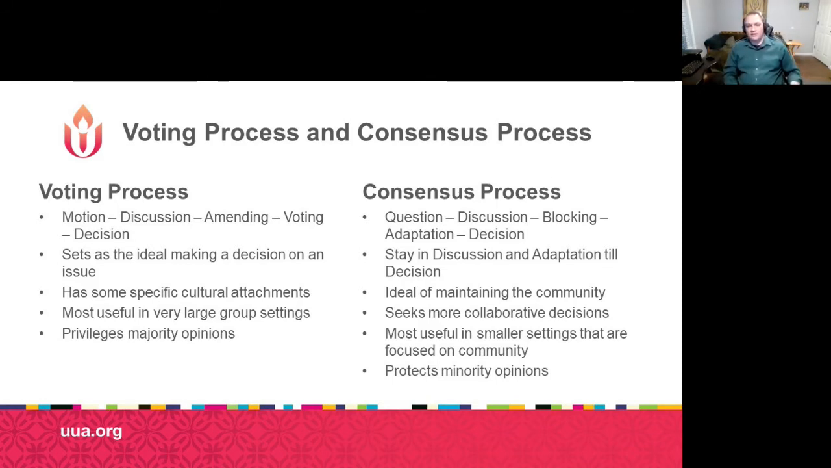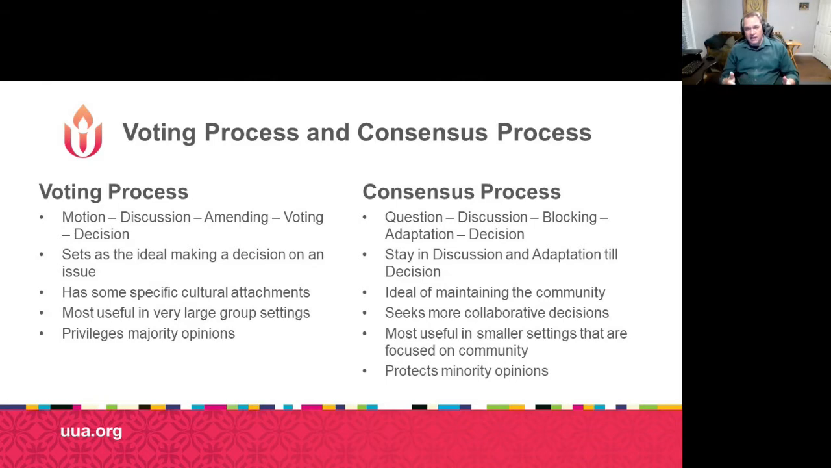Consensus process, which is easily defined, although there's several different forms, but the basic one is there's a question, not a motion, there's a question. We have a discussion. We see if anyone feels so strongly in opposition to the question, in opposition to the direction of the discussion, that they are willing to block, that they say, I cannot live with this and remain in relationship.